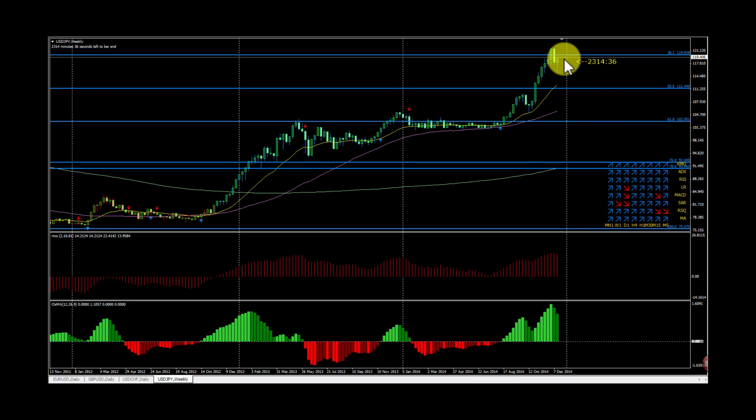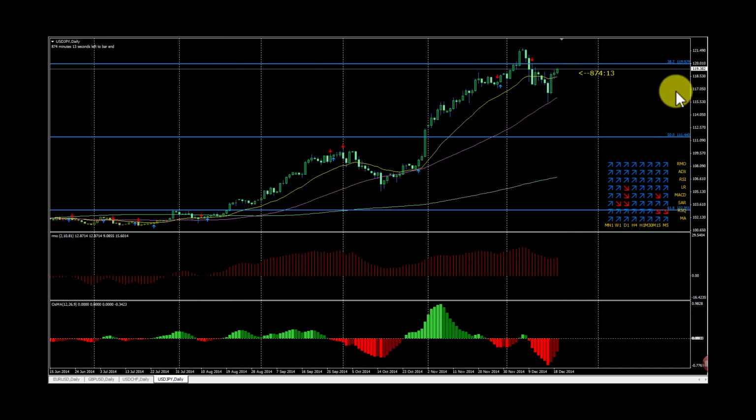So now, I'd ideally like to see price trading back above the 38.2, or the 119, by the close of this week. If it hasn't, then my bias going into the end of 2014 is that you're likely to see further pullbacks and selling pressure, if that makes sense. Okay, so that's going to be very, very interesting as we head into the end of this year.